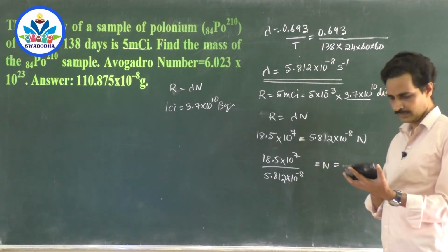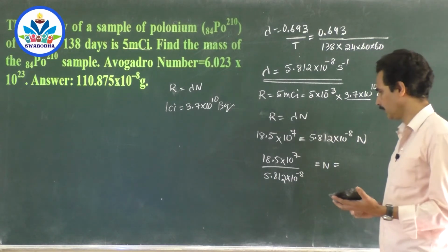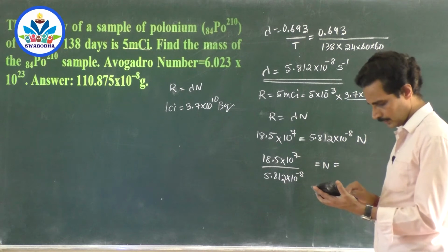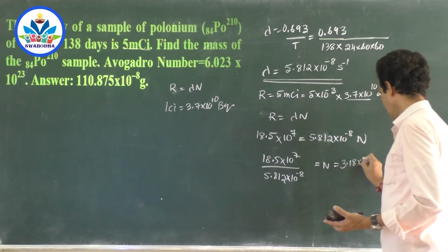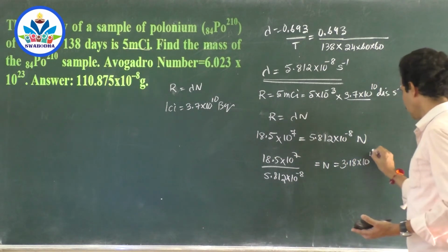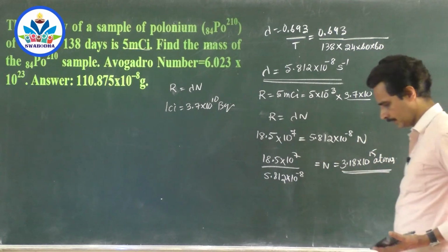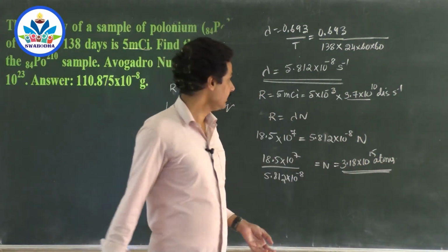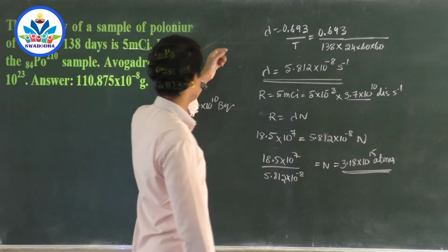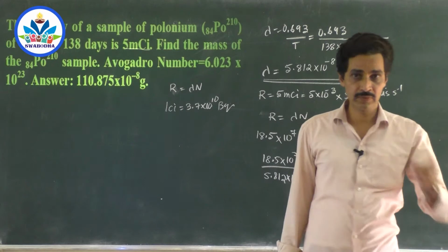So 18.5 divided by 5.812 is equal to 3.18 into 10 to the power 15 atoms. So many atoms in the sample. Now you know that Avogadro number of atoms will weigh how much? 210 gram. Here, polonium mass number. So Avogadro number of atoms will weigh 210 gram.